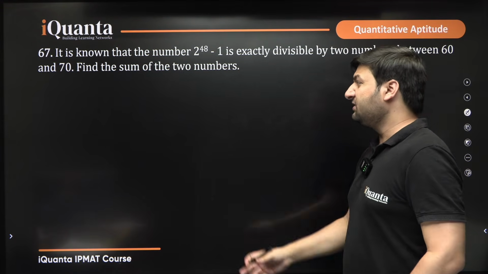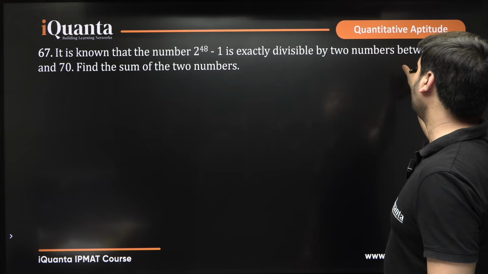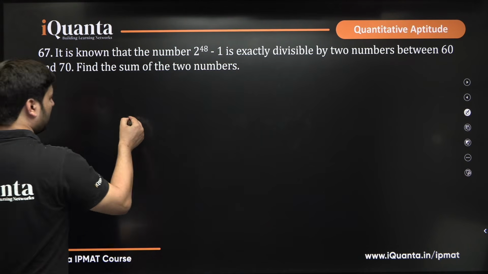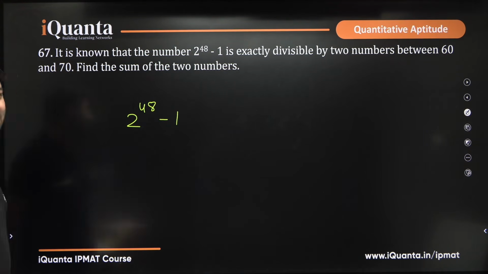Now, the next question is, it is known that the number 2 to the power 48 minus 1 is exactly divisible by two numbers between 60 and 70. Find the sum of the two numbers. Okay, 2 to the power 48 minus 1 is divisible by two numbers between 60 and 70.